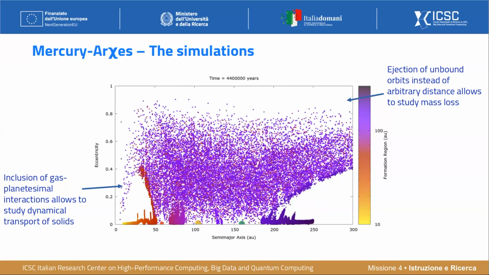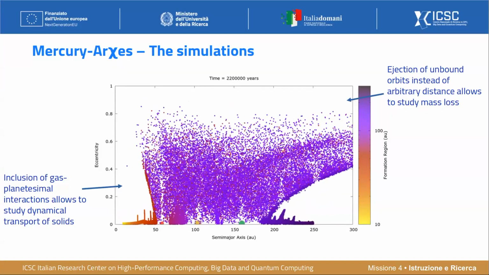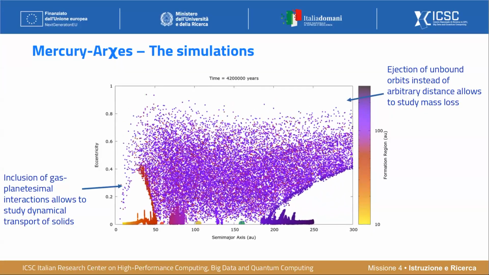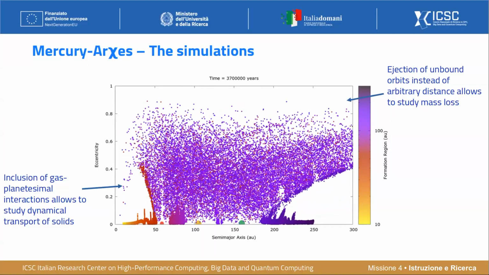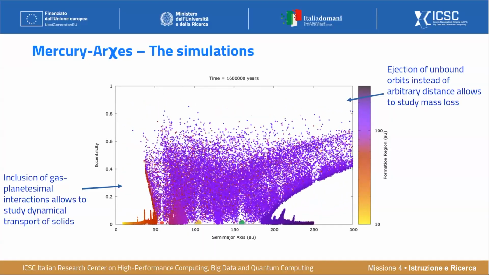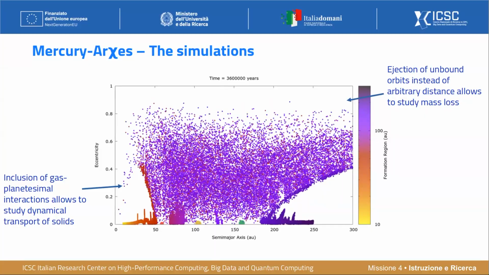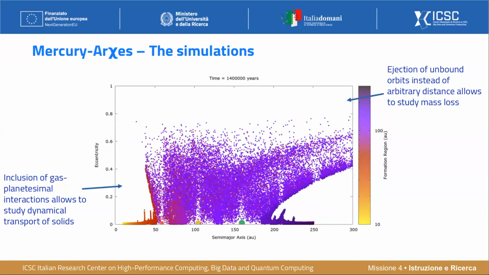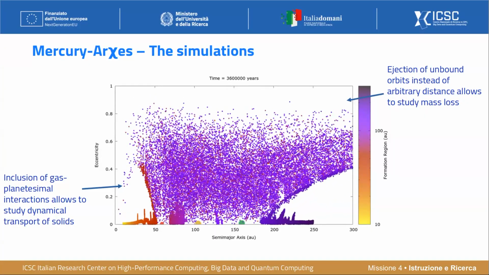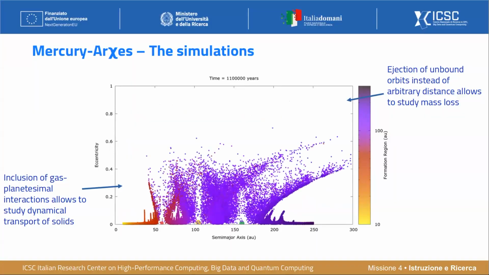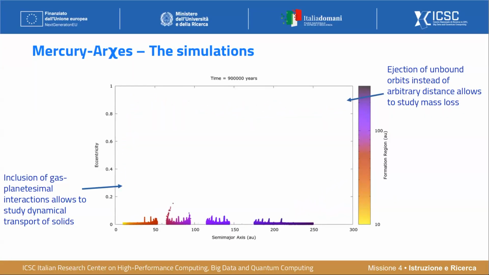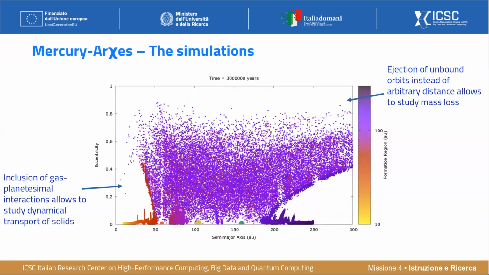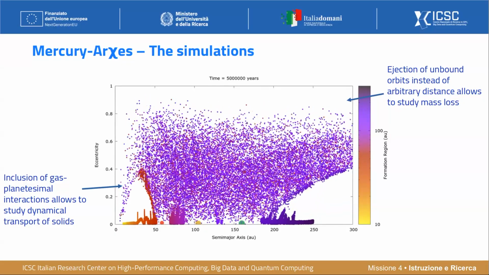And we also expanded the code with an updated ejection criterion. The classical Mercury just lets you input an ejection distance, which could be for convenience to make the simulation light. But instead, we only eject the planetesimal bodies that become unbound, so on hyperbolic or parabolic orbits, in order to study the mass loss by the system in a realistic way.